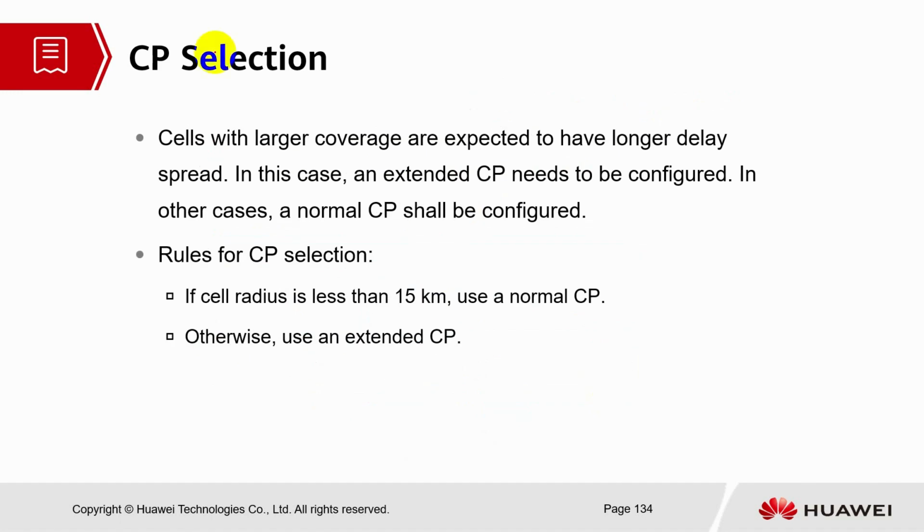So how do you select a cyclic prefix? Cells with larger coverage are expected to have longer delay spread. In this case, an extended CP needs to be configured. If you have a longer delay spread, you have to use extended CP. In other cases, normal CP shall be configured. So what is the rule for the cyclic prefix selection? If the cell radius is less than 15 km, you use a normal CP. Otherwise, use an extended CP.